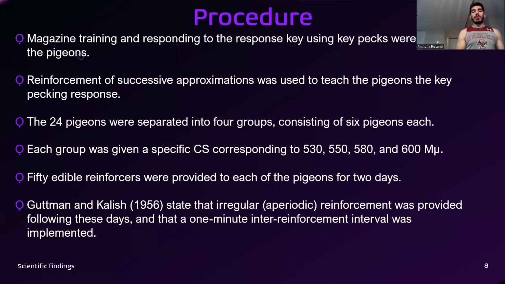They were given 50 edible reinforcers. Each of the pigeons got 50 edible reinforcers each day for 2 days. And then following these 2 days, they did irregular, almost aperiodic reinforcement, is what they called it. That was right following these days. And there was a 1 minute inter-reinforcement interval provided. So that means there was a 1 minute period of time between the delivery of reinforcement.